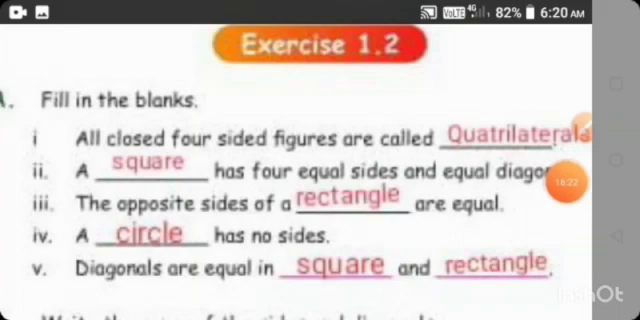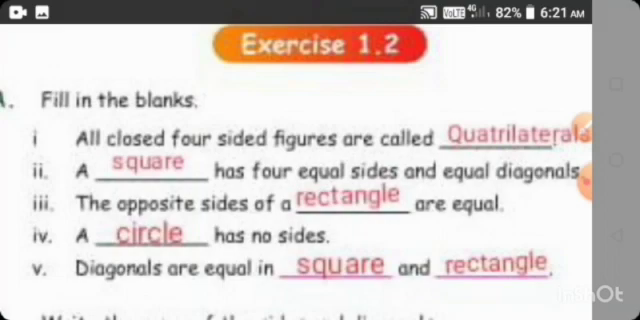And next see the exercise 1.2. Fill in the blanks. The first one, all closed four-sided figures are called quadrilaterals. And next one, dash has four equal sides and equal diagonals. The two shapes with equal diagonals are square and rectangle, but with four equal sides, that one is square. A square has four equal sides and equal diagonals.